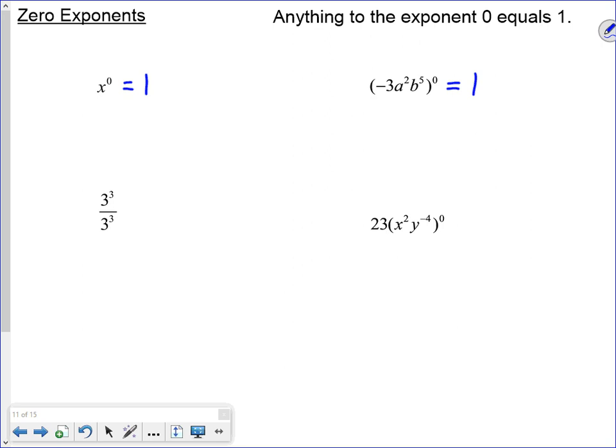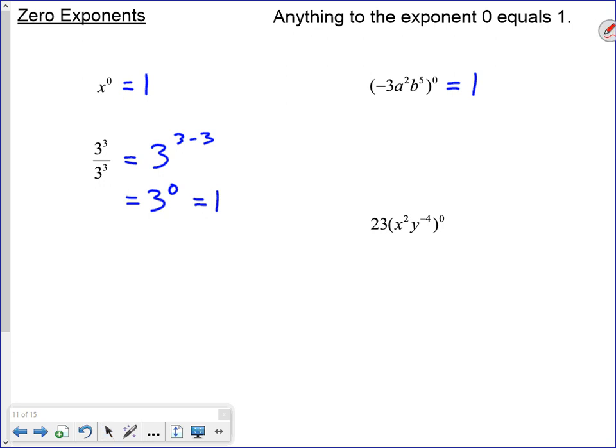So we can kind of combine these with the exponent rules that we've been learning up until now. So if I've got 3 to the 3 divided by 3 to the 3, I know I'm going to keep the base. I'm going to subtract the exponents, 3 minus 3. That gets me 3 to the 0, and 3 to the 0 is just going to be 1. And this makes complete sense, right?